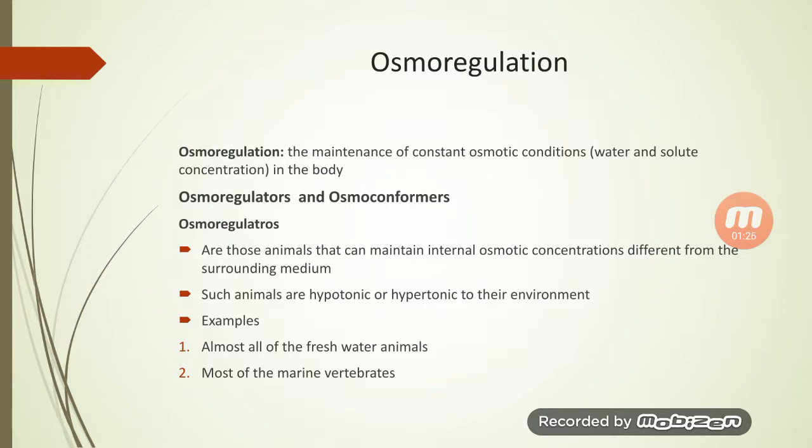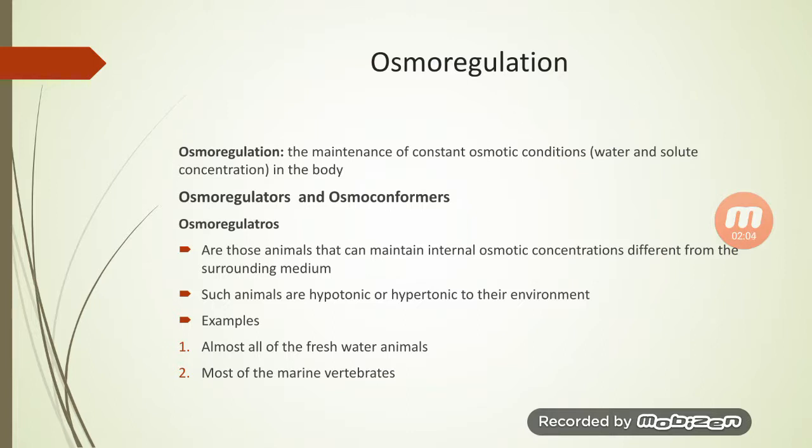Isotonic means the concentration of the salts or solutes inside the body of the organism is the same as the concentration of solutes in the solution in which the organism is present. So for example, if we compare the osmolarity of two different solutions and it is the same, it means the two solutions are isotonic.